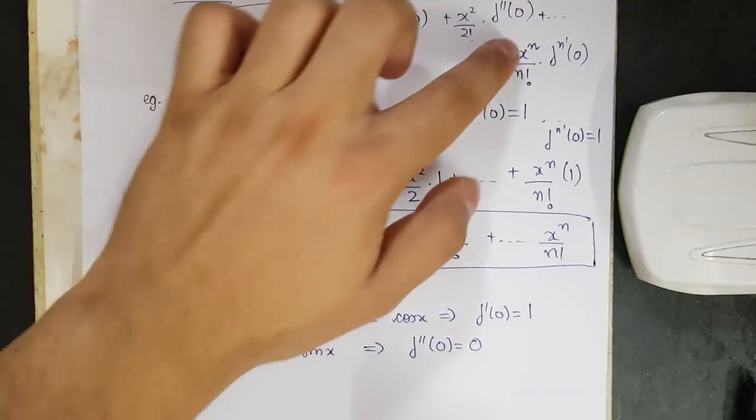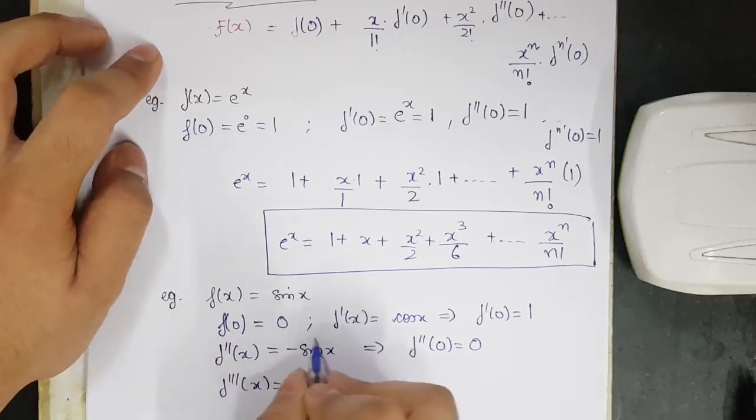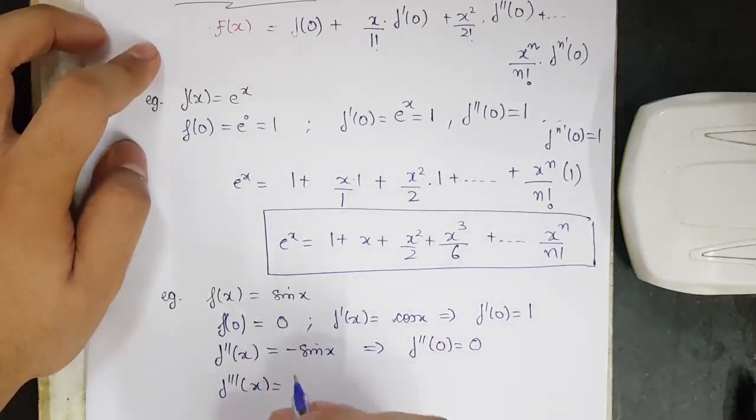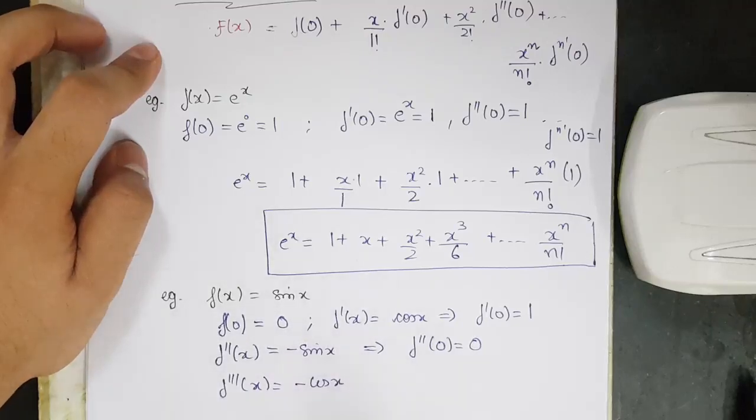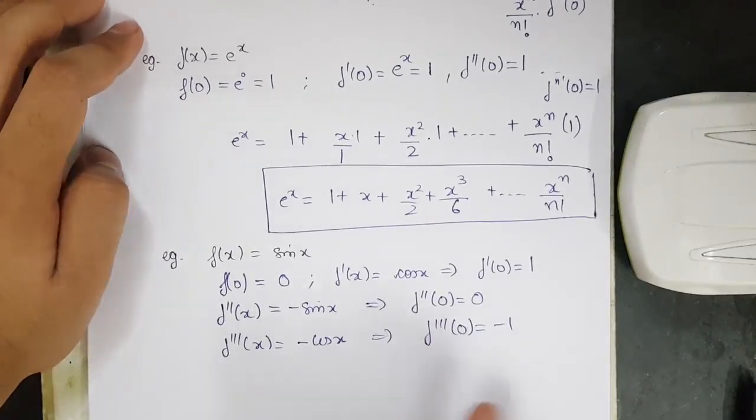Now let us find the triple differentiation. The triple differentiation will be the differentiation of this, which is minus cos x, and from here f triple dash 0 will be equal to minus 1. I hope this much is enough to show you how to derive it.